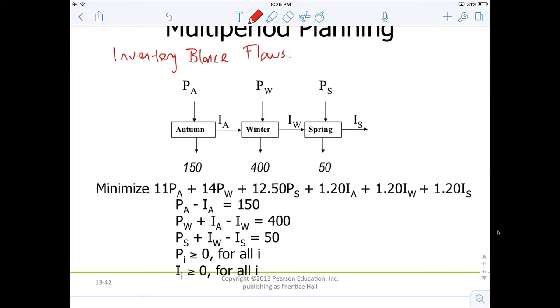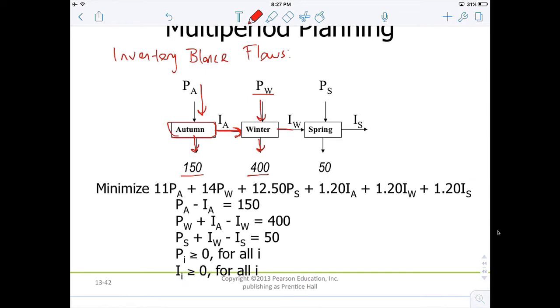What's coming in for the quarter of autumn is the production amount. We produce, and it's coming into our system. 150 is the forecast we have to satisfy, so it's going to be shipped to customers. Then some products might go out to be held in inventory for winter. For winter, we might have something from the previous quarter, IA, and we add something to the system by producing PW. What's coming out is the 400 units of forecast, which we are going to ship to customers, hopefully.